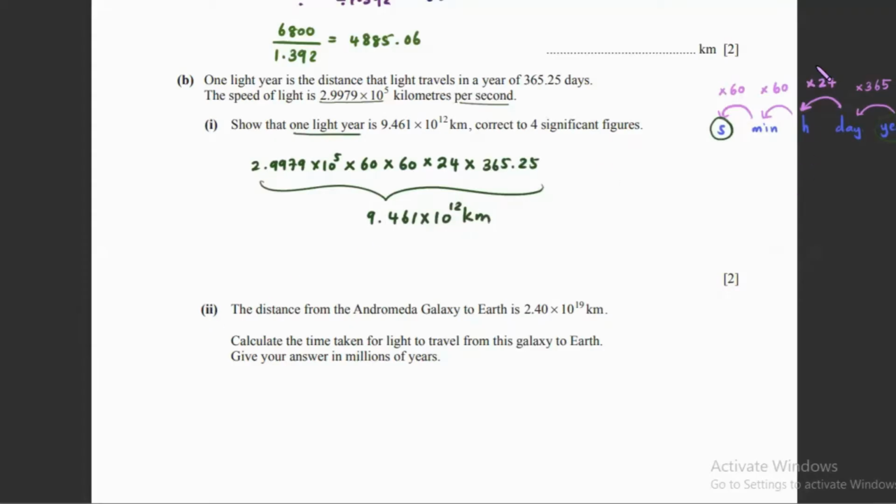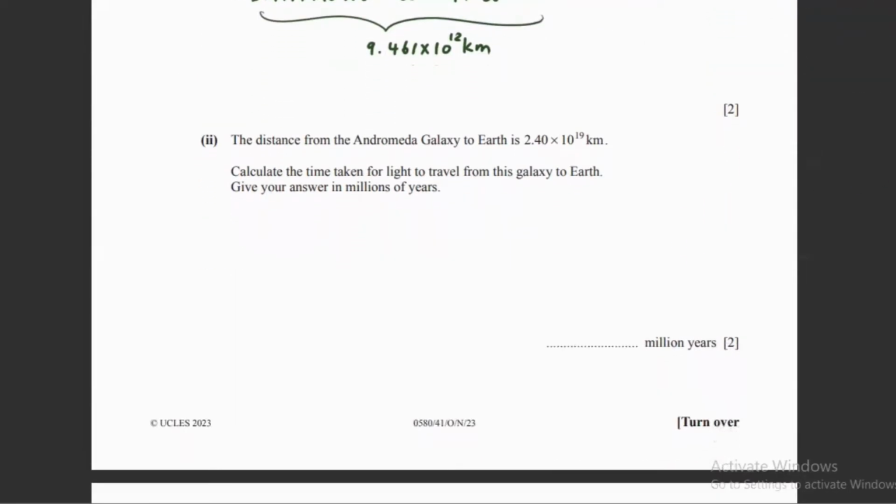Let's move on to question 2. The distance from the Andromeda galaxy to Earth is 2.40 times 10 to the power 19 kilometers. Calculate the time taken for light to travel from this galaxy to Earth. Calculate your answer in millions of years.